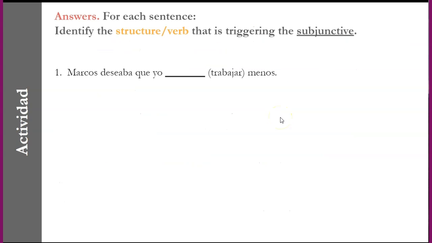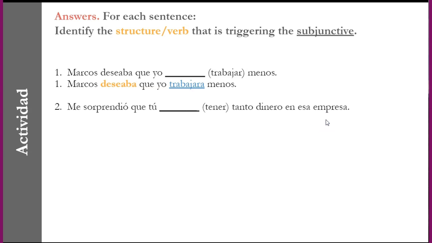So the first one is Marcos deseaba que yo trabajara menos. The verb that's triggering the subjunctive is deseaba, and that is conjugated in the imperfect tense. Número 2, me sorprendió que tú tener tanto dinero en esa empresa. Me sorprendió que tú tuvieras tanto dinero en esa empresa. Tuvieras is in the past subjunctive. The verb that's triggering the past subjunctive is sorprendió. It me sorprendió, it surprised me, which is in the predicate.